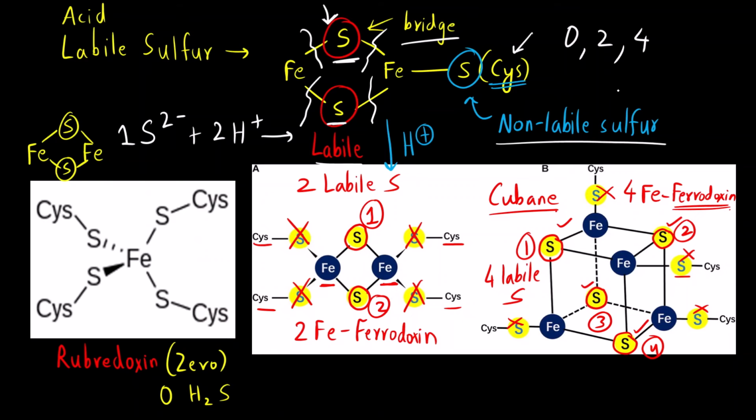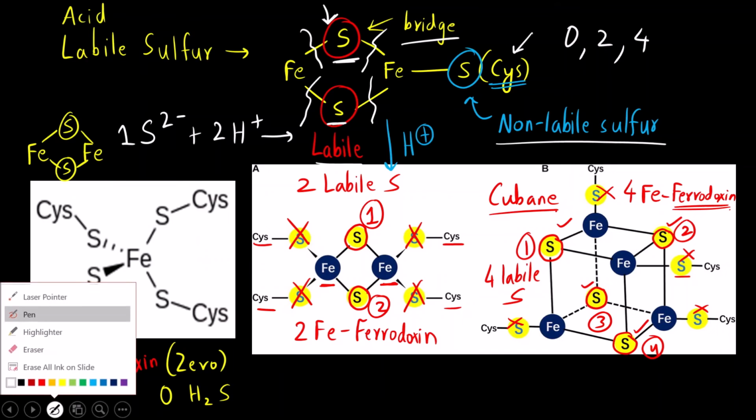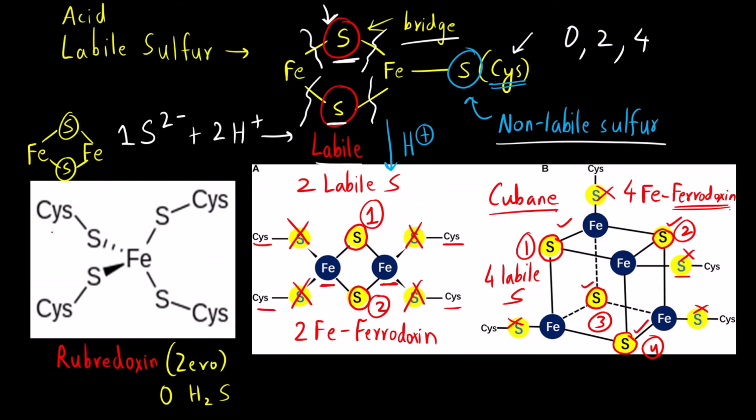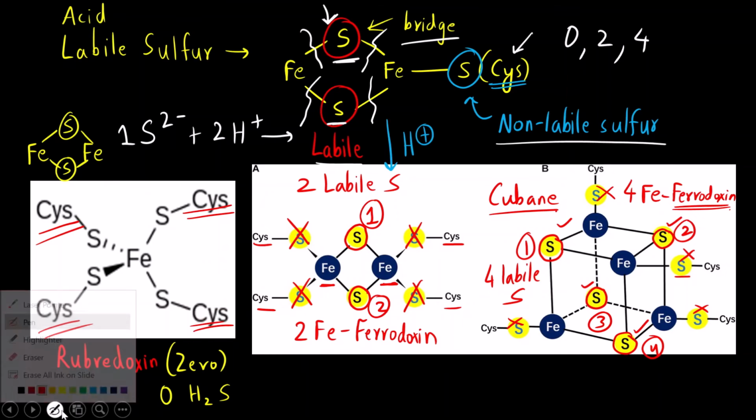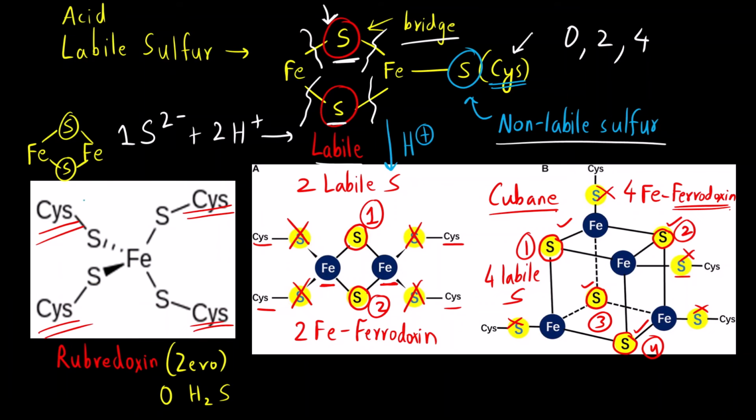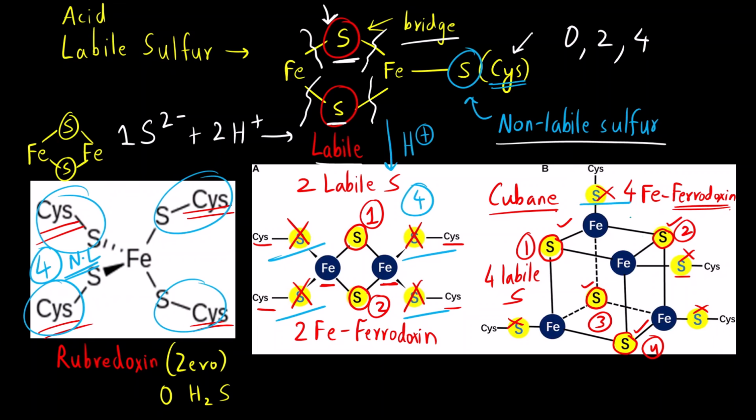Now here they have asked about labile sulfurs. Next time they can ask you the number of non-labile sulfurs, which is also important. The ones that are coming from the amino acids are non-labile, so that we can also count. Here, how many non-labile? 1, 2, 3, 4. In Rubredoxin there are 4 non-labile sulfurs. Here there are 1, 2, 3 and 4, so also 4 non-labile sulfurs. Here also 1, 2, 3, 4, so again 4 non-labile sulfurs.